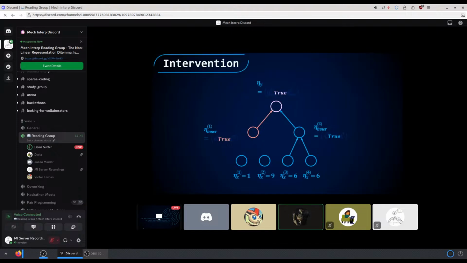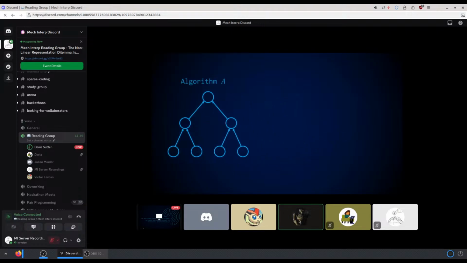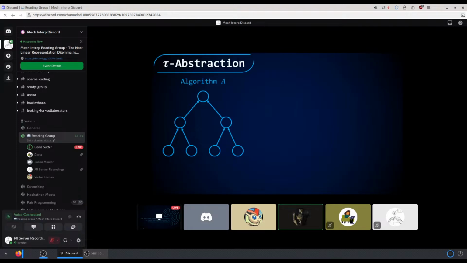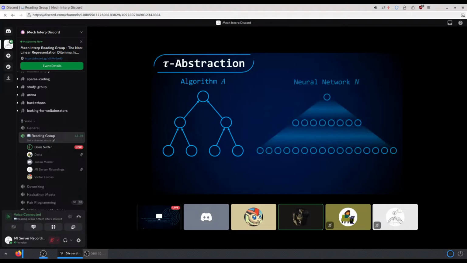An intervention on this causal graph could, for instance, involve severing the incoming connections to the first equality node and manually setting its value to true. Now let us discuss what a tau abstraction is. Suppose we have assumed algorithm represented as a causal graph. In addition, consider a neural network for which we want to determine whether the algorithm is a T-abstraction of the network. Let Fn denote the function implemented by the neural network and Fa the function implemented by the algorithm.